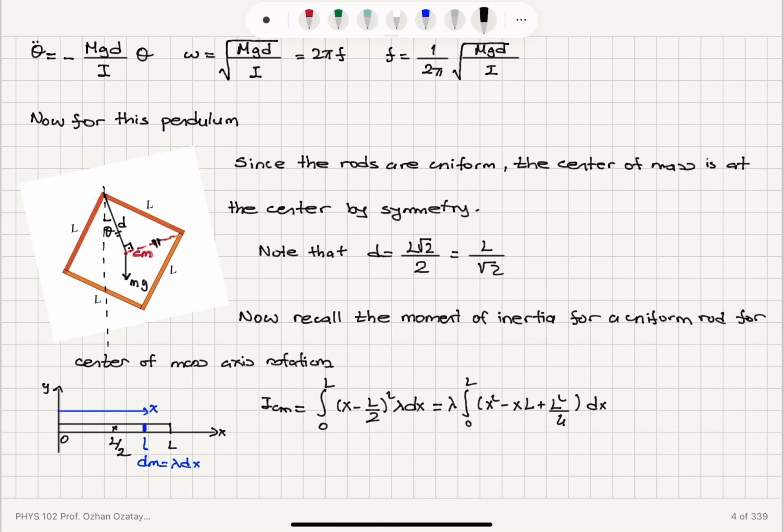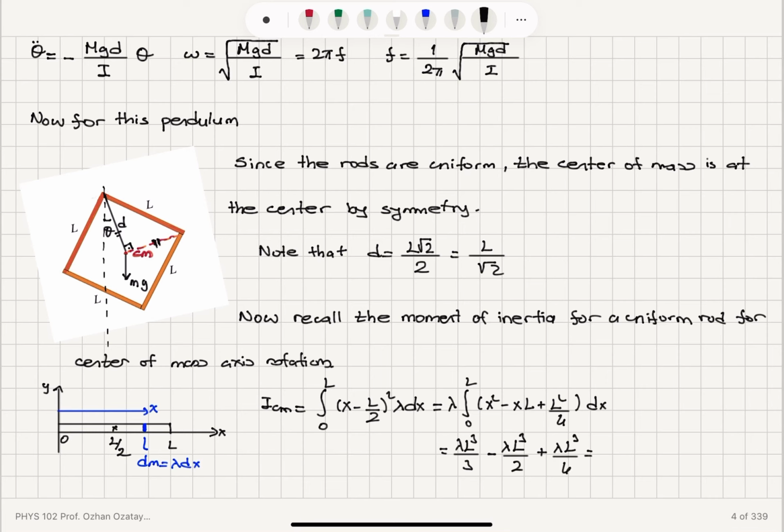dx. And if we perform this integral, this is going to be lambda L cubed divided by 3. It will be x cubed over 3 evaluated between 0 and L. And then we will have x squared over 2, which will give us L squared over 2. So this will be minus lambda L cubed over 2. And then we have this term, which is L squared over 4. So that gives us x, which is L. So this is going to be plus lambda L cubed over 4.